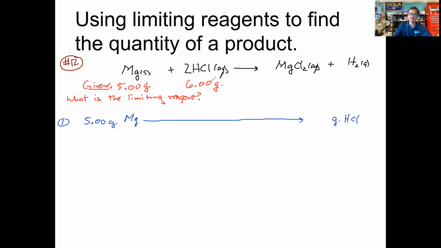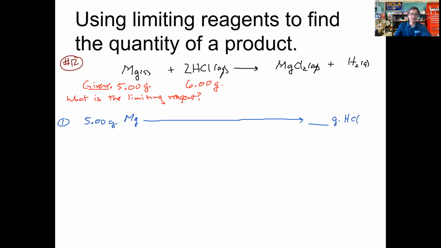And it's not necessarily going to be this. Sometimes it will, on your homework you'll see that, but we still have to check. So what we're doing is solving for the amount of HCl here. This is the amount that's needed to use up 5 grams of magnesium, and it may not be this number, so don't assume that. Okay, let's do the calculation.